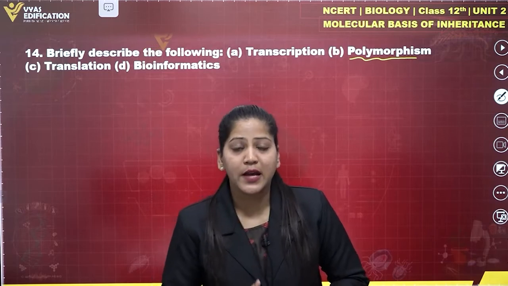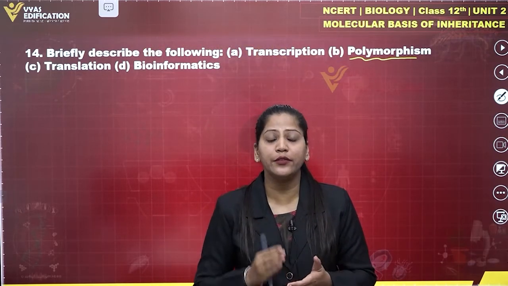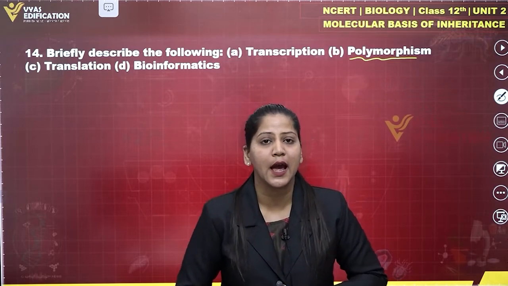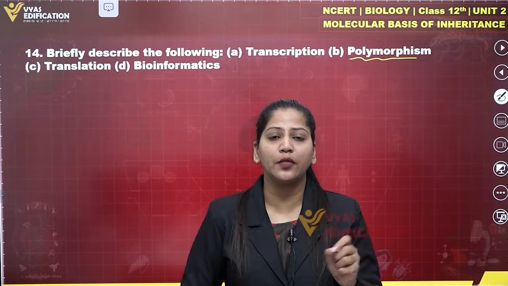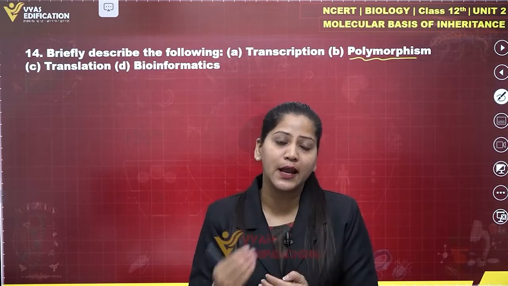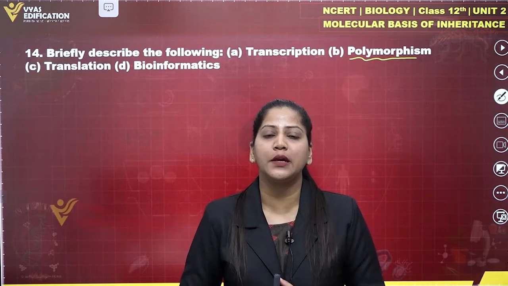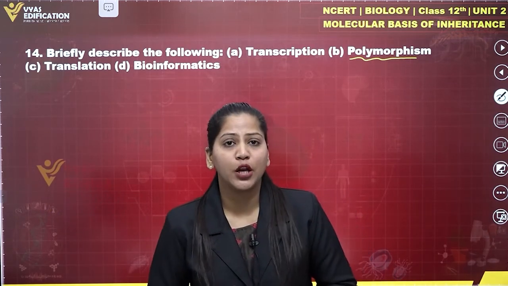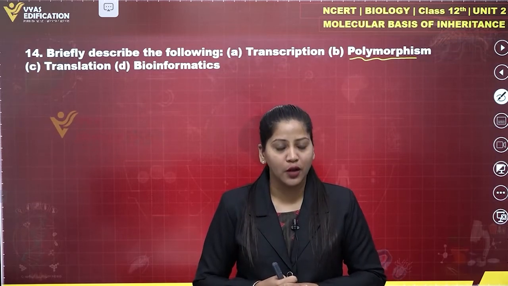Now, the varying sequences of nucleotides are located on different positions in a DNA helix, which result in the variation and polymorphism in a population. This polymorphism is responsible for speciation and evolution as well.